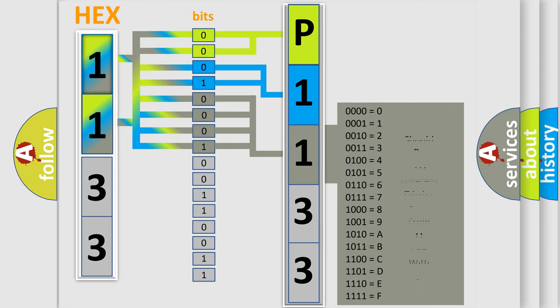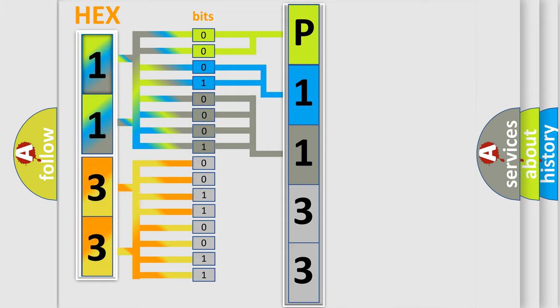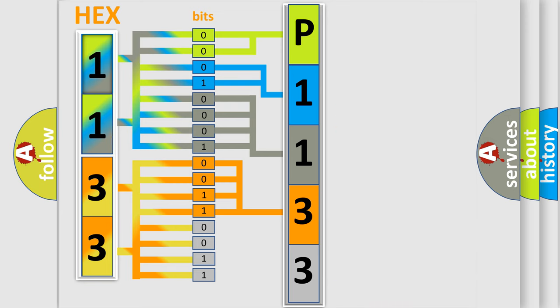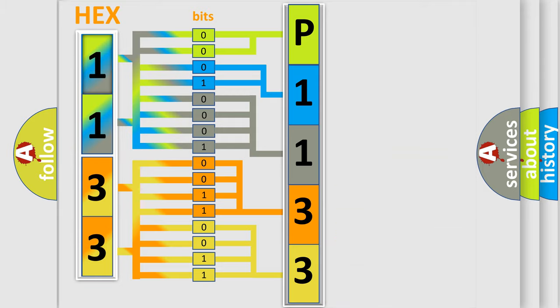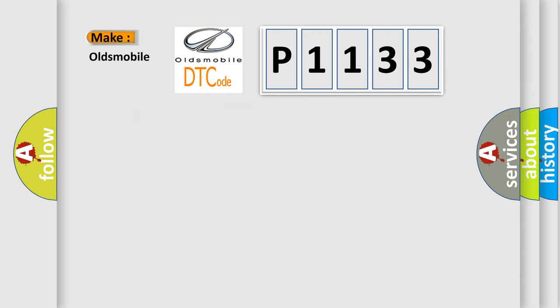The second byte is composed of a combination of 8 bits. The first 4 bits determine the fourth character of the code, and the combination of the last 4 bits defines the fifth character. A single byte conceals 256 possible combinations. We now know in what way the diagnostic tool translates the received information into a more comprehensible format. The number itself does not make sense to us if we cannot assign information to what it actually expresses. So, what does the diagnostic trouble code P1133 interpret specifically for Oldsmobile car manufacturers?